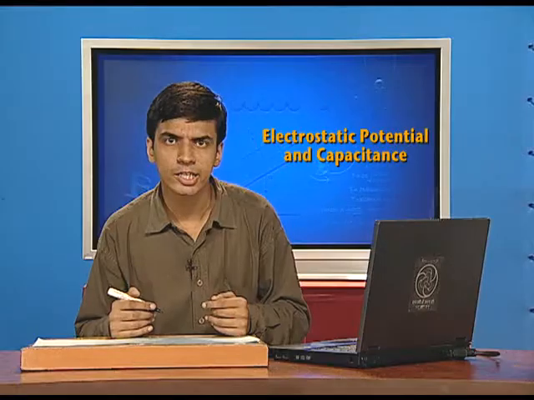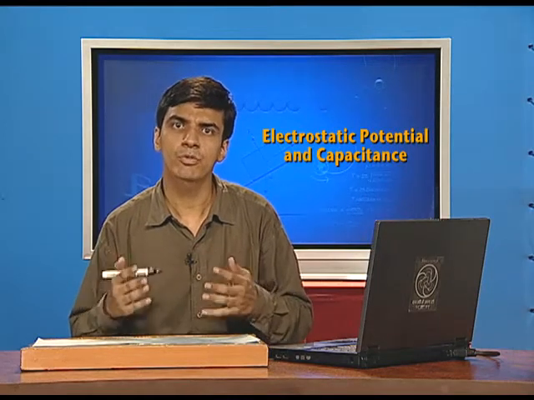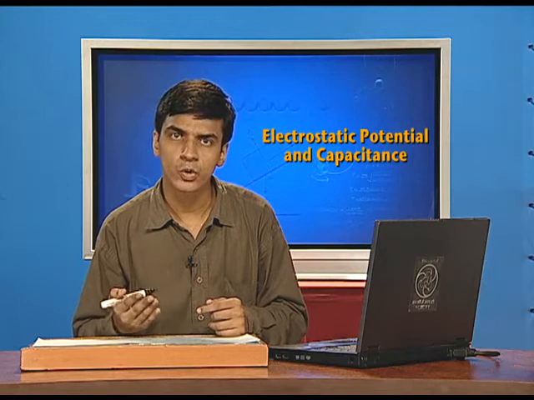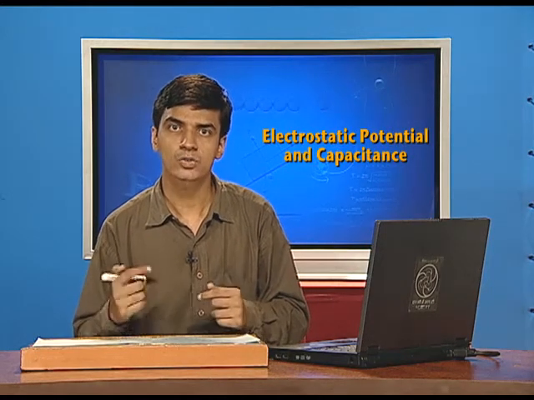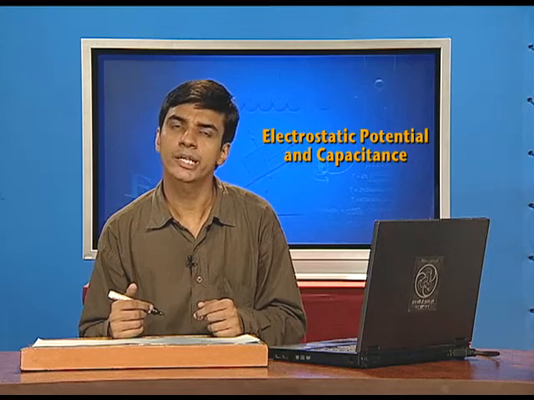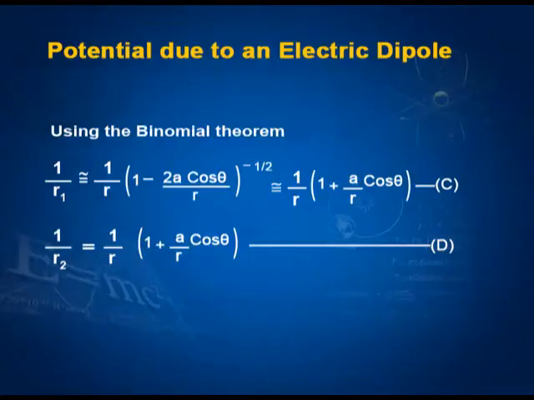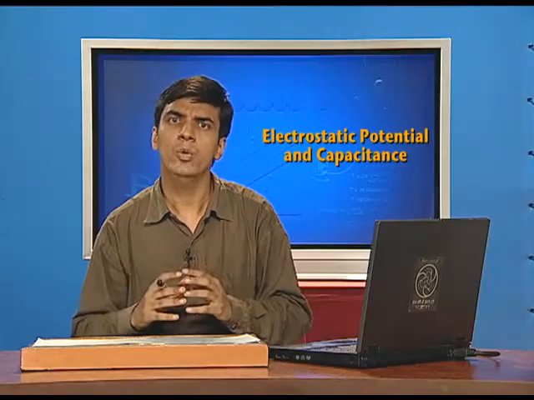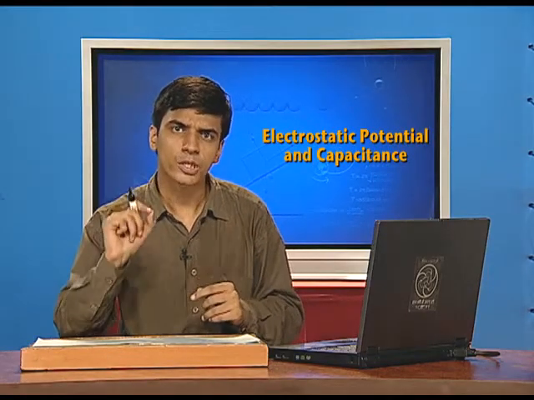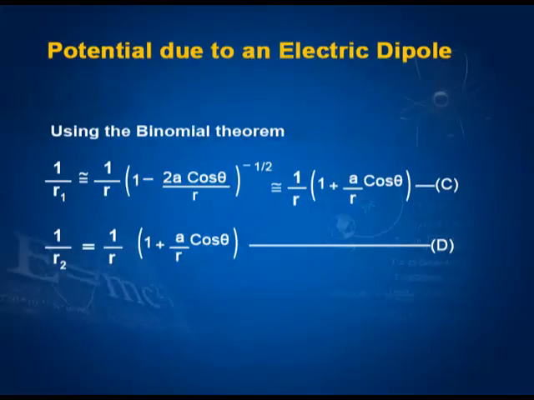Now the very next thing is very easy. You will have to find r1 square and r2 square in terms of r square, and for that you can take the help of the binomial theorem, which will solve your problem quite easily. When you arrive at a particular solution, you will be quite amused to see that the potential due to an electric dipole has a 1 by r square dependence. But in the case of a single charge, we had 1 by r dependence, right? So why is it happening?